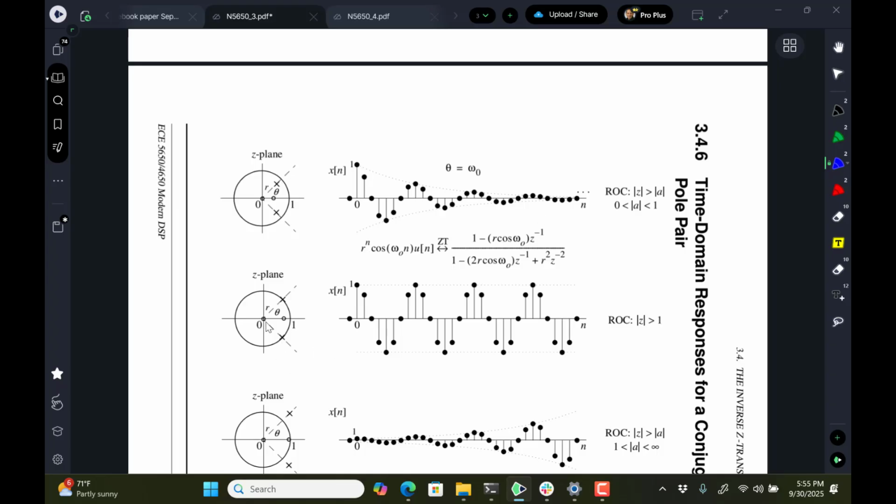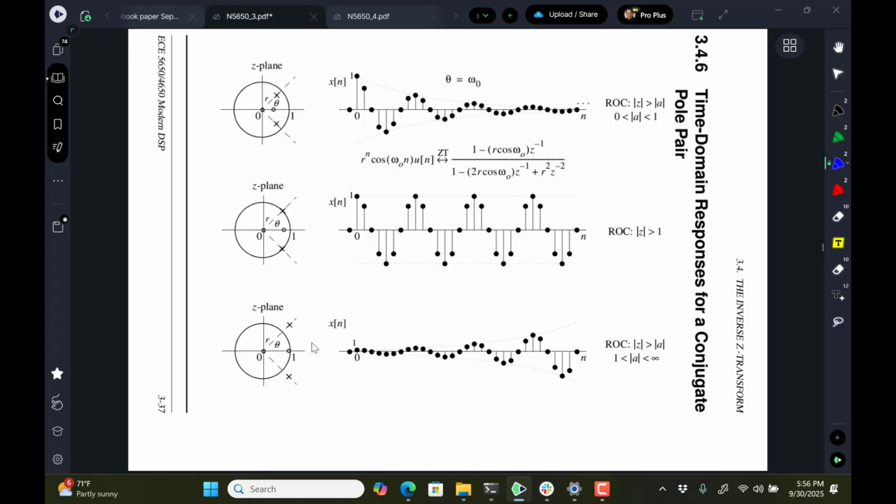If we put the pole, I don't know why this doesn't look right to me. Oh, put the poles on the unit circle, it will be an oscillator, and this is a way you can actually make an oscillator in DSP. Put the poles right on the unit circle and conjugates, and you can make something oscillate and not get bigger or not get smaller. And then obviously go unbounded if it's outside.